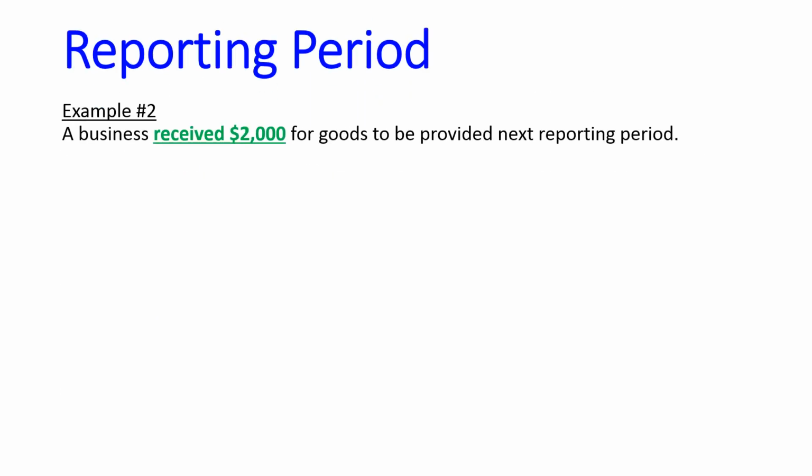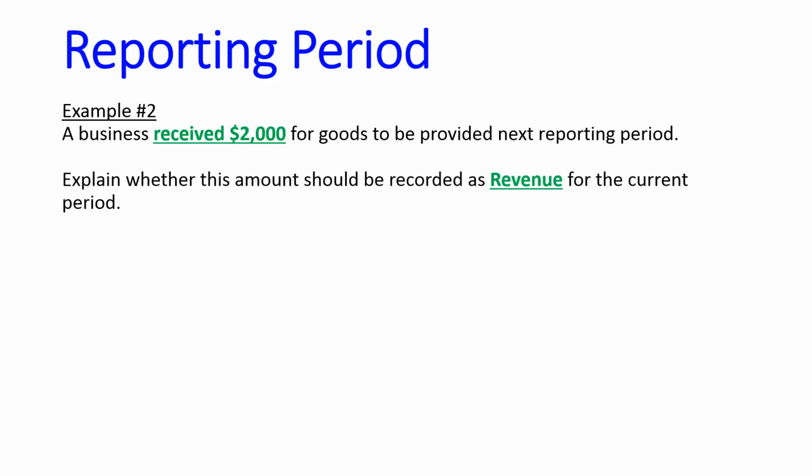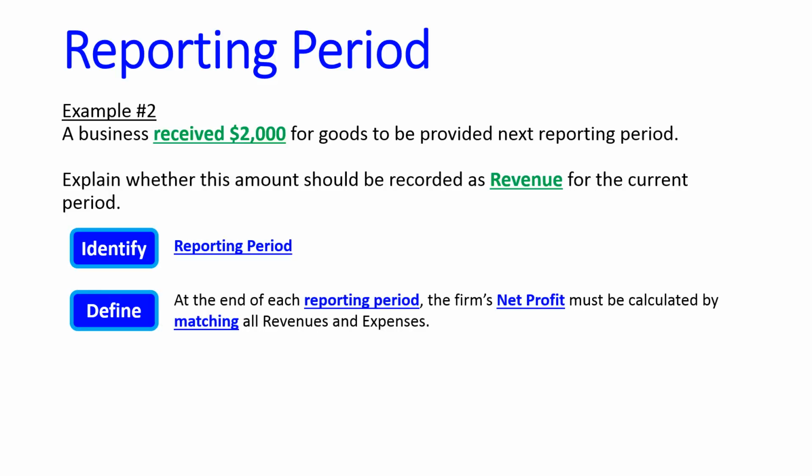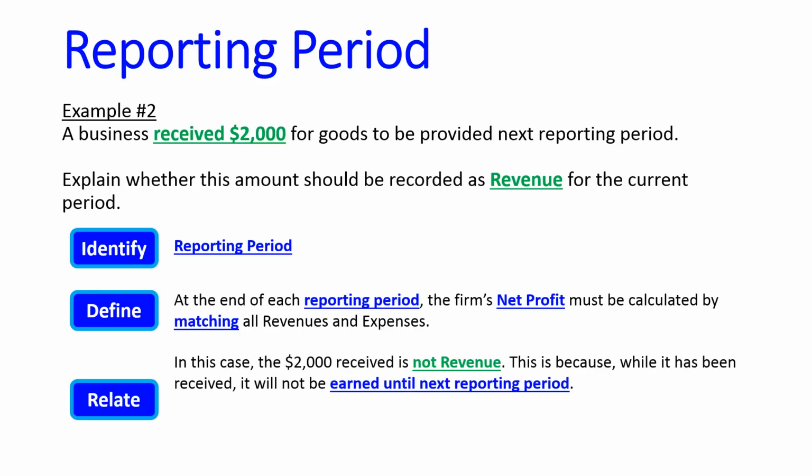Let's look at example 2. A business received $2,000 for goods to be provided next reporting period. So we would call that a prepaid revenue. It's been received but not yet earned. Explain whether this amount should be recorded as revenue for the current period. Identify the reporting period principle, define it, and then in this case my relate is going to be a little different. I'm going to say this is clearly not revenue.